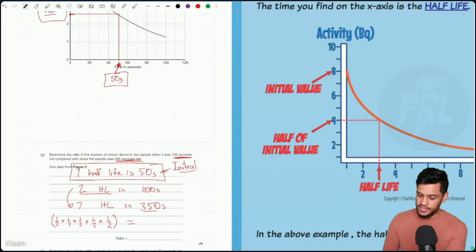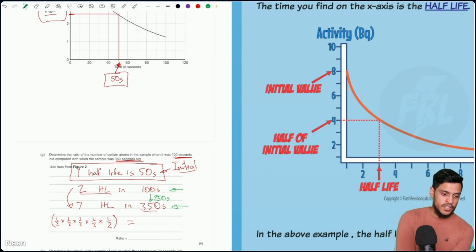But the question's not asking how many, or the ratio between the initial and the final. It's being very awkward, this question. It's asking the ratio between this and this, 100 seconds to 350 seconds. So you need to work out how many times it's halved. How many 50s are there between 100 and 350? The difference between the two is 250 seconds, so there are 5 50s, which means there are 5 half-lives. So you do half to the power of 5, which is, looking at the answers, yes, everyone's getting it. It's going to be 1/32.